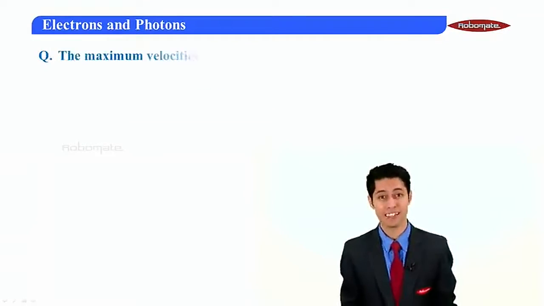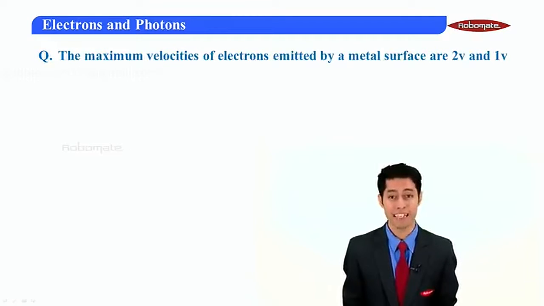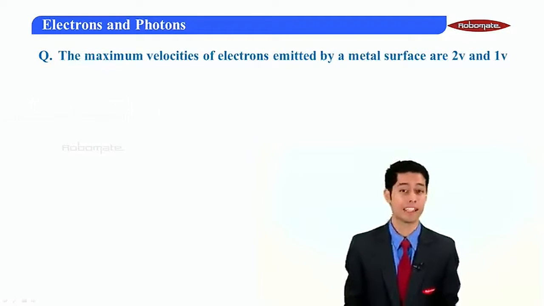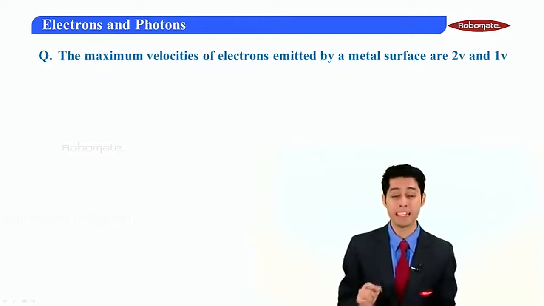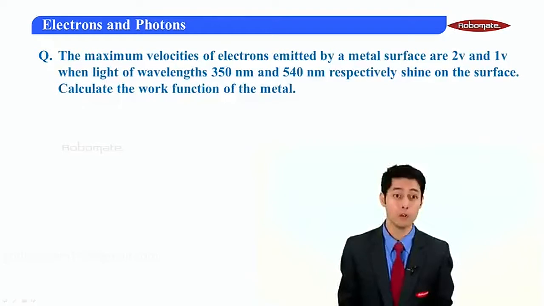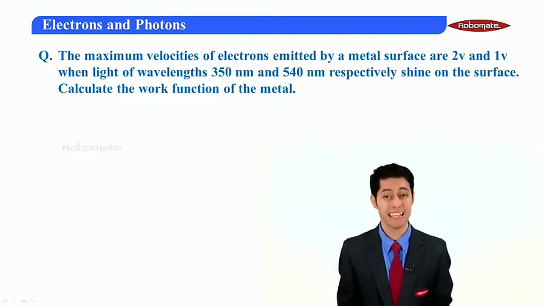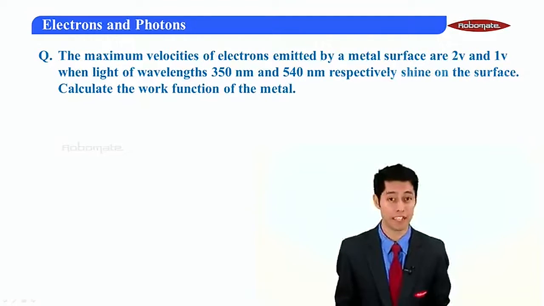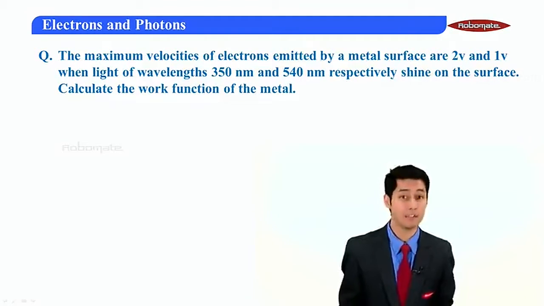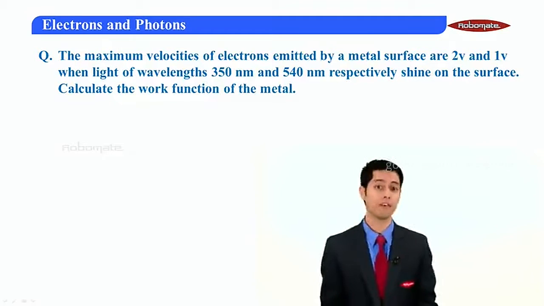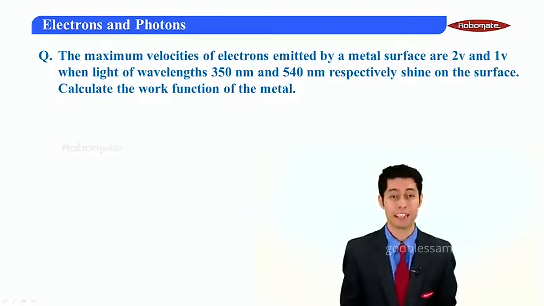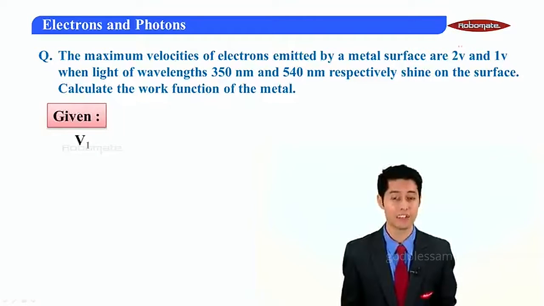And in that case, the very first problem that I have says that the maximum velocities of electrons emitted by a metal surface are given by 2v and 1v when it is irradiated with light of wavelength 350 nanometer and 540 nanometer respectively. They are asking us to calculate the work function of the metal.